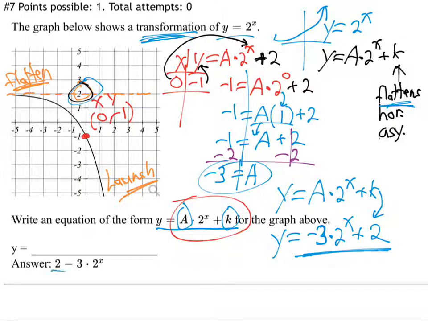You can see they wrote it this way. That's the same thing. They just put the 2 in the front. That's exactly the same formula. The homework system will take it either way.